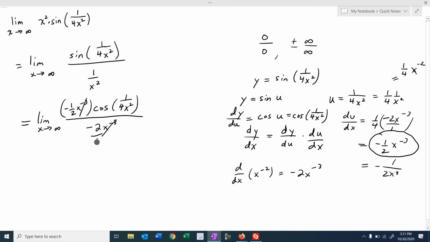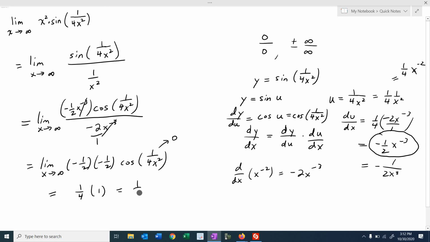Then let's go ahead and flip this and multiply by it. Okay, and so we're going to get negative 1/2 times negative 1/2 times this cosine. And then we have to find the limit of that as x goes to infinity. Okay, and of course that's going to give you positive 1/4. Okay, but look, now as x goes to infinity, this piece in here is going to go to 0. And that means this cosine of 0 is going to get closer to 1. So ultimately, this is going to be 1/4 times 1. And so the limit is 1/4.